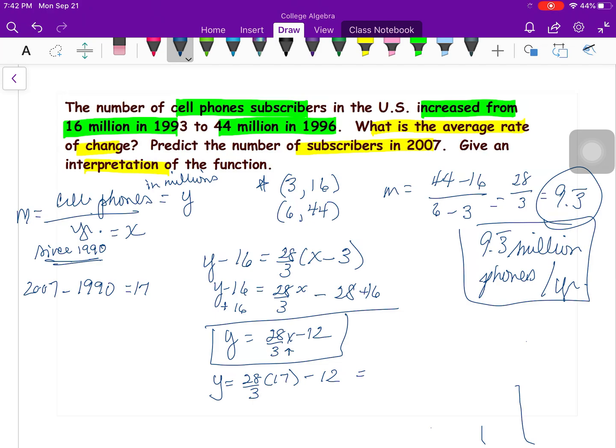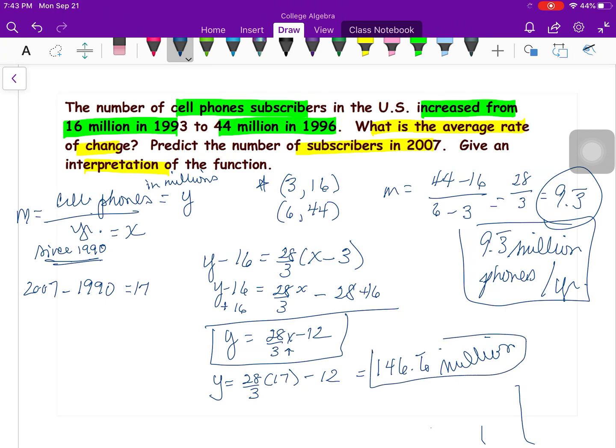We get 146.6 repeating. So I have 146.6 repeating million subscribers. Give an interpretation of the function.